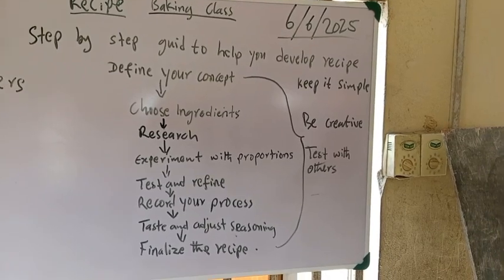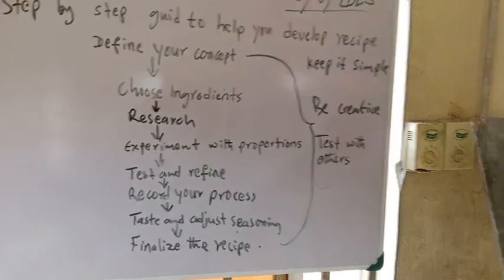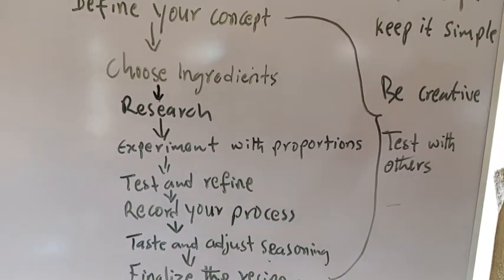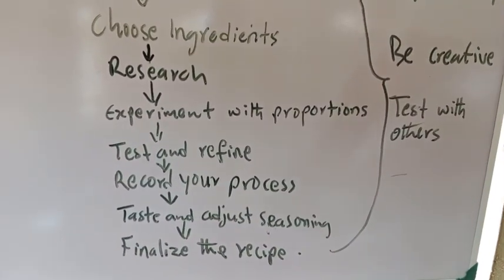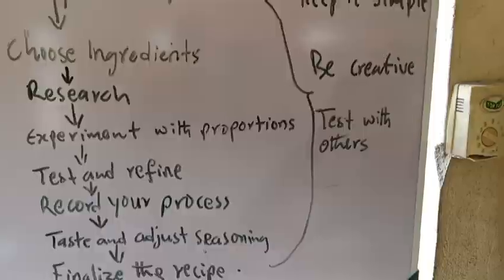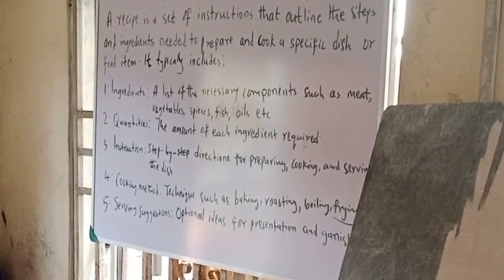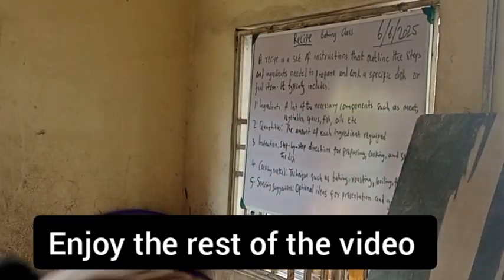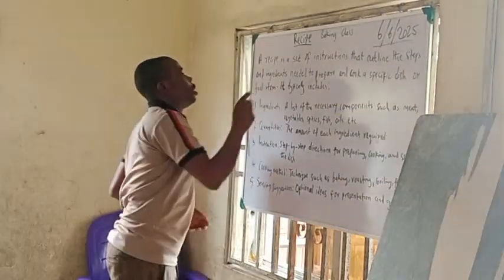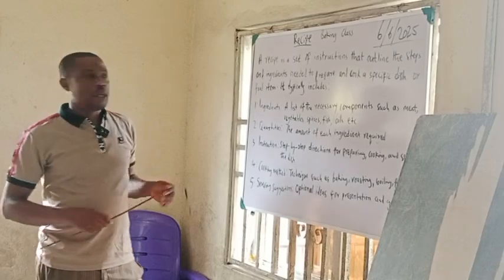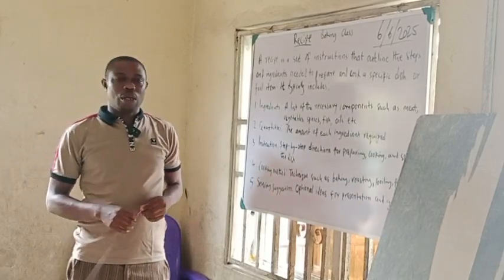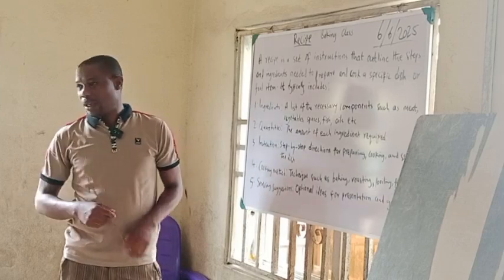Today we focus on two things: recipe and recipe development. Define the recipe, the components of a recipe, and then we dive into how to formulate or develop your own recipe. Now today we are discussing recipe. Everybody, pronounce it. Recipe. Recipe. Now we have different types of recipe.